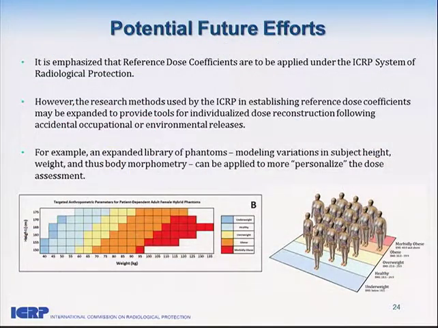So let me continue with just a brief statement of future efforts. If you think about it, we've developed all these biokinetic models, all these computational phantoms for the radiological protection system for protective and prospective calculations. Those tools can be used for individual retrospective assessments. One of the options is to expand reference phantoms to include a library of phantoms of different heights and weights. You can further refine external dose estimates. You can potentially refine internal dose estimates.